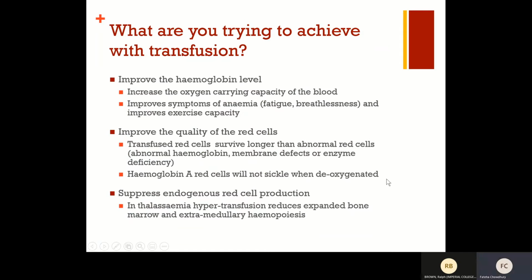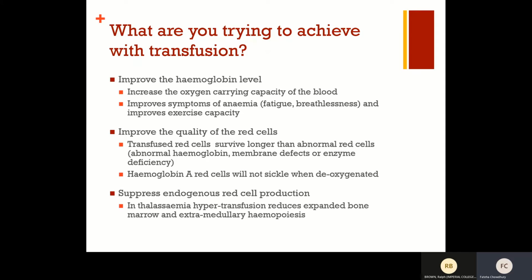So what are we trying to achieve with transfusion? Well, the aim is really to improve the hemoglobin. And by doing that, we improve the quality of the red cells, and this then suppresses endogenous red cell production. So by increasing the hemoglobin, we increase the oxygen carrying capacity of blood, and this improves the symptoms of anemia and improves exercise capacity. And given donor red cells means that the transfused red cells survive longer than the abnormal red cells, so the patient's own red cells.